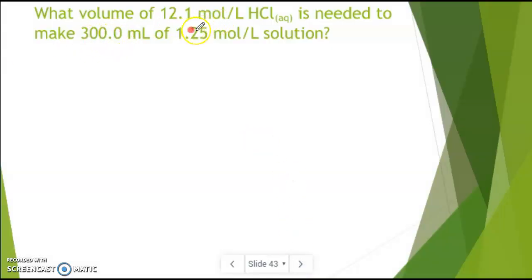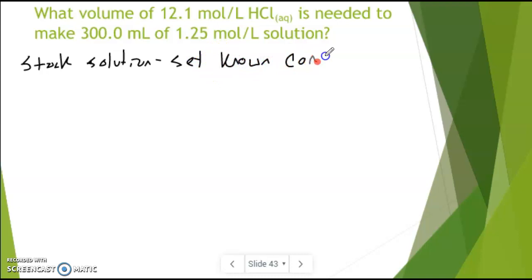What volume of 12.1 moles per liter of hydrochloric acid is needed to make 300 milliliters of 1.25 moles per liter solution? If we have a known concentration of something, this is called a stock solution. A stock solution is a set, known concentration. The stock solution will come up when we look at procedures of how to make a solution. It's something we're starting from.